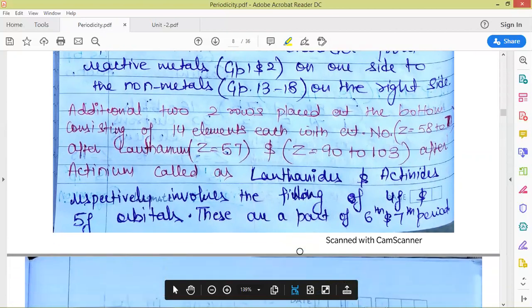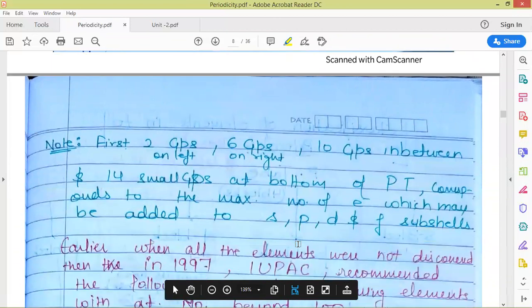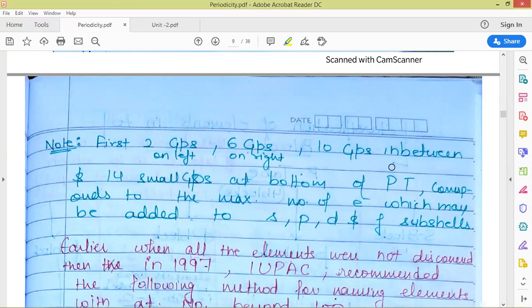So these are part of the 6th and 7th period in actual. So, first two groups on the left, 6 groups on the right, and 10 groups in between, and 14 small groups are there which are placed at the bottom of the periodic table.